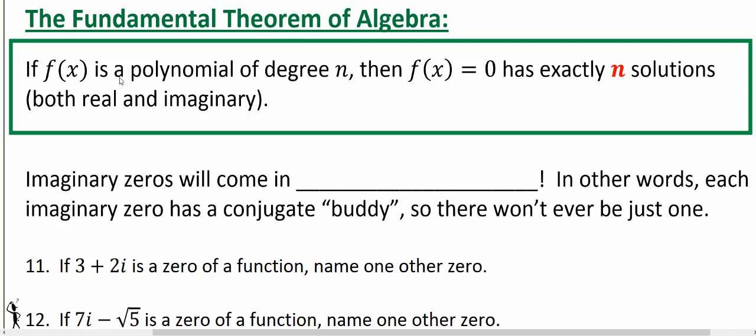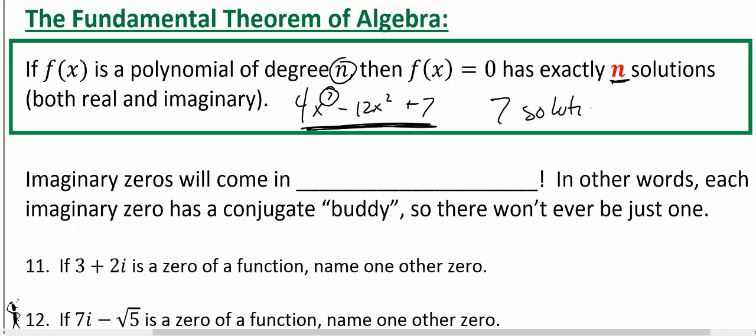So what this means is if f of x is a polynomial of degree n, so that means that, for instance, say I have 4x to the 7th power minus 12x to the 2 plus 7. Say this is my polynomial function. Well, the degree is 7. Then f of x equals 0, meaning when I solve this out, it has exactly n solutions. So this problem is going to have 7 solutions.